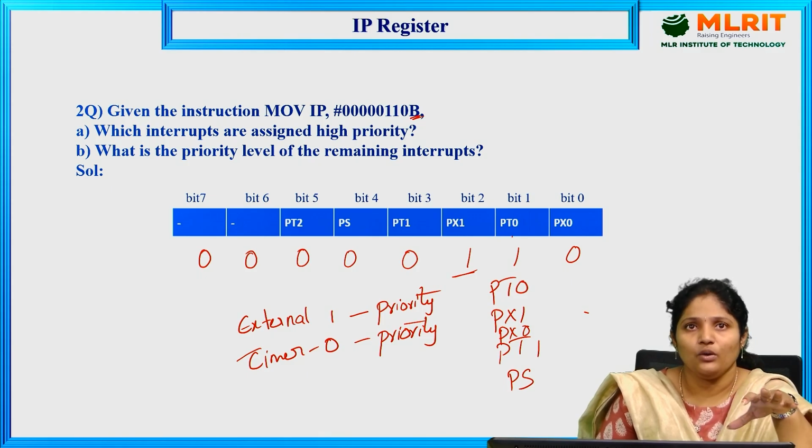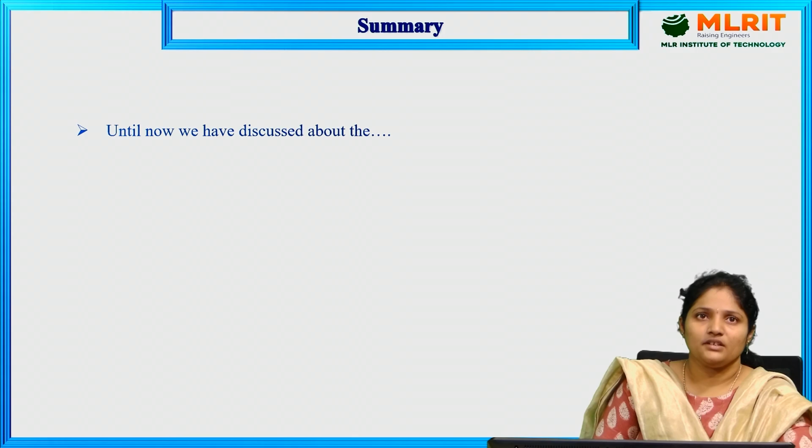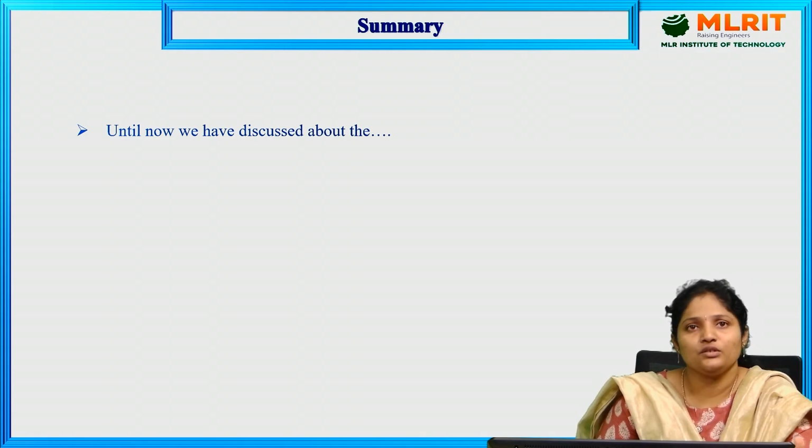So this is how the interrupt priority and interrupt enable registers are used. Until now I have discussed what interrupts are, how many types of interrupts there are, how many interrupts are there in the 8051, what an interrupt service routine is, how we store the interrupt addresses in an interrupt vector table, what the priorities of the interrupts in the 8051 are, and how we can choose the priority of the interrupts by using the IP register.